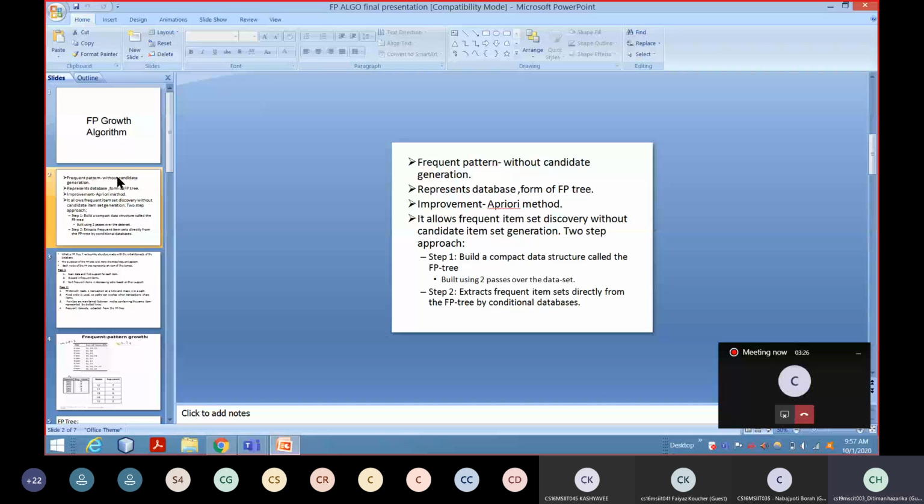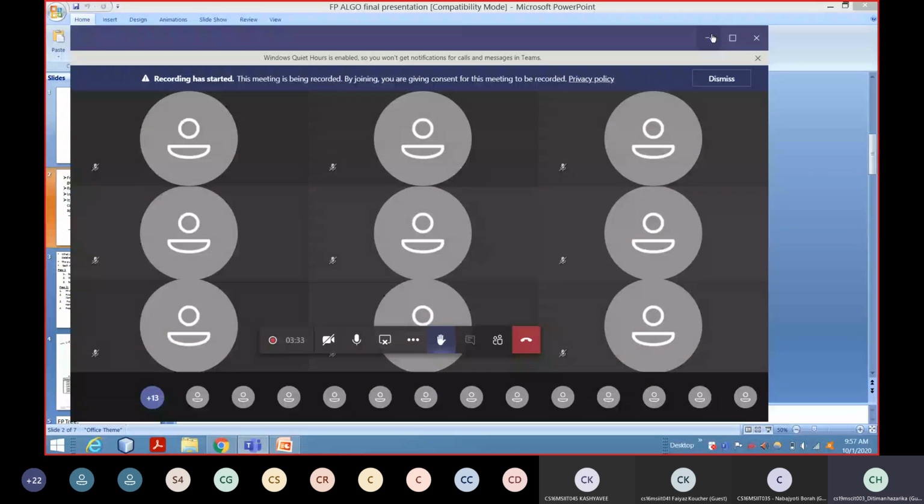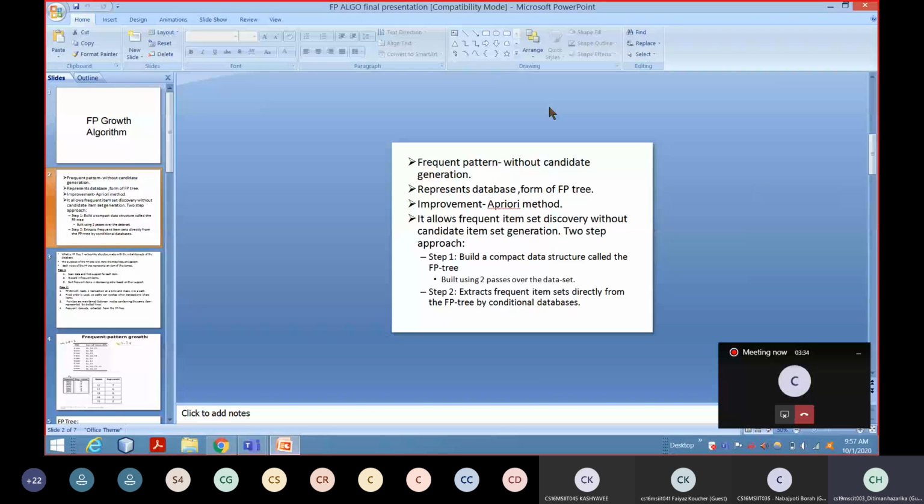Today I'll discuss the FP growth algorithm. FP growth is an algorithm that is based on an improvement over the Apriori method. It represents the database in the FP tree. The main advantage of the frequent pattern algorithm is that it doesn't require candidate generation. So it allows frequent item set discovery without candidate item set generation.